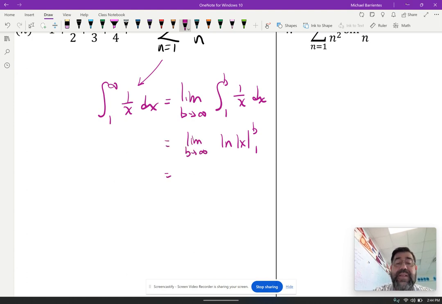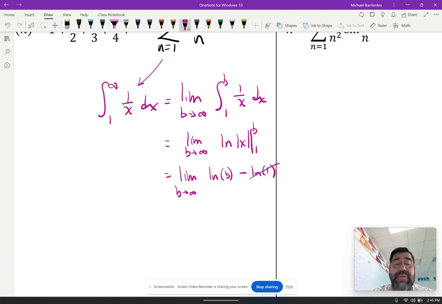So go ahead and plug in the top and plug in the bottom. So the limit as b approaches infinity of the natural log of b. And again, I don't need to put the absolute values because b is going to be positive because I'm moving to the right, minus the natural log of 1. What's the natural log of 1? Well, the natural log of 1 is 0, so that goes away.